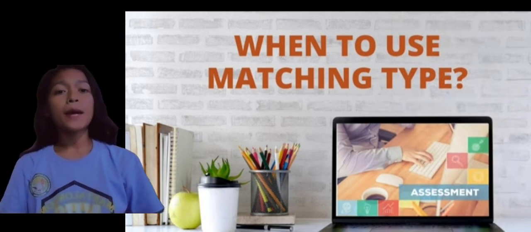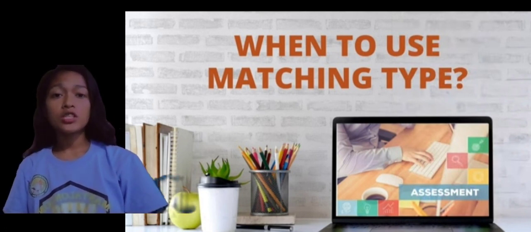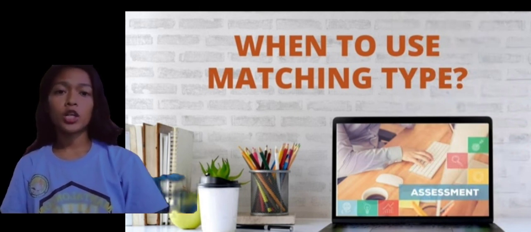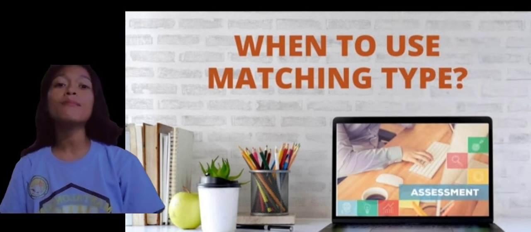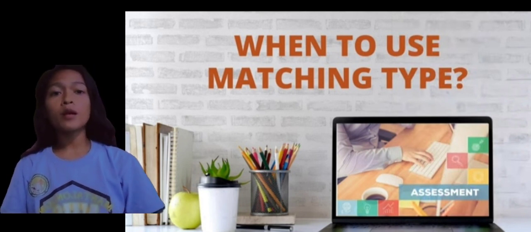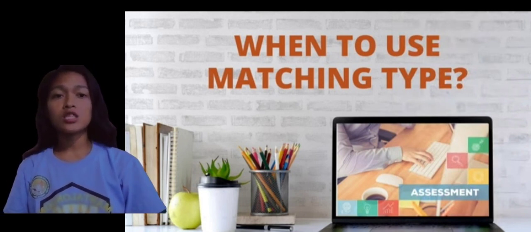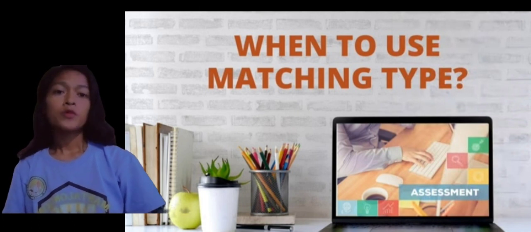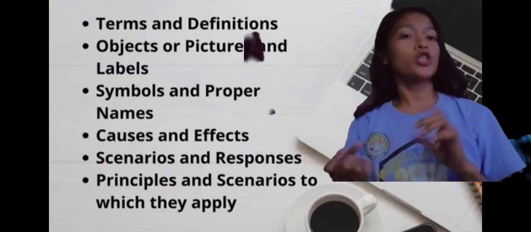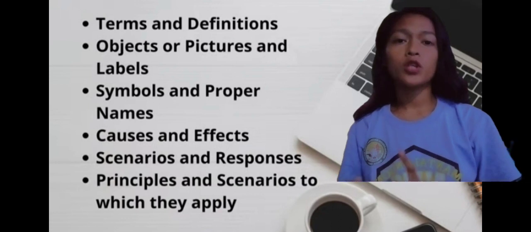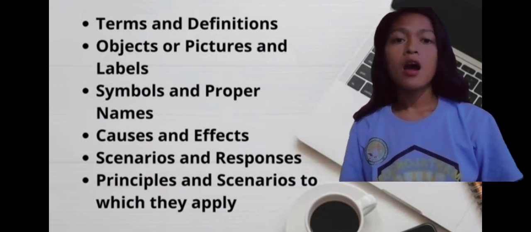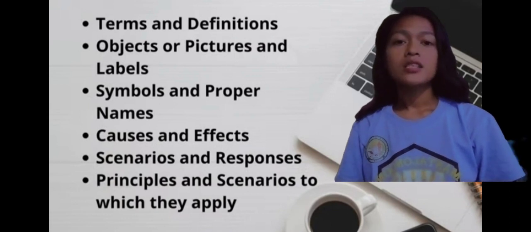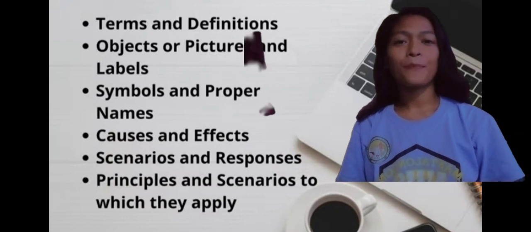Class, matching type of tests are effective when you need to measure the learner's ability to identify the relationship or association between similar items. They work best when the course content has many parallel concepts. So, it is applicable for terms and definitions, objects or pictures and labels, symbols and proper names, causes and effects, scenarios and responses, principles and scenarios to which they apply.